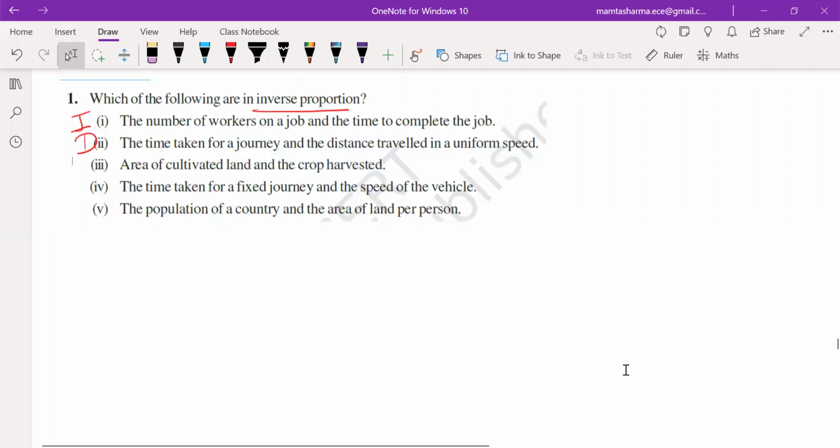Yes, ma'am. Area of cultivated land and the crop harvested. Are they direct or inverse? Ma'am, if the land is more, the crop produced will be more. So it's direct. So it is not inverse, right? This is direct. Yes. Now, Nityashri, read the third one. Fourth one, sorry.